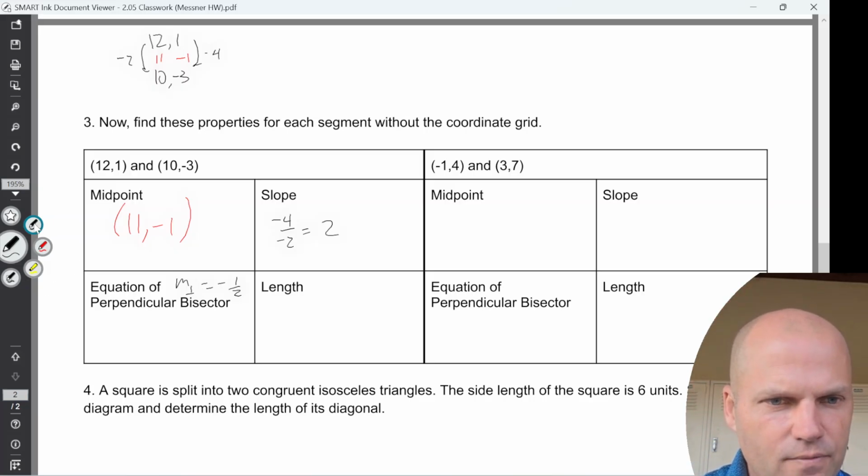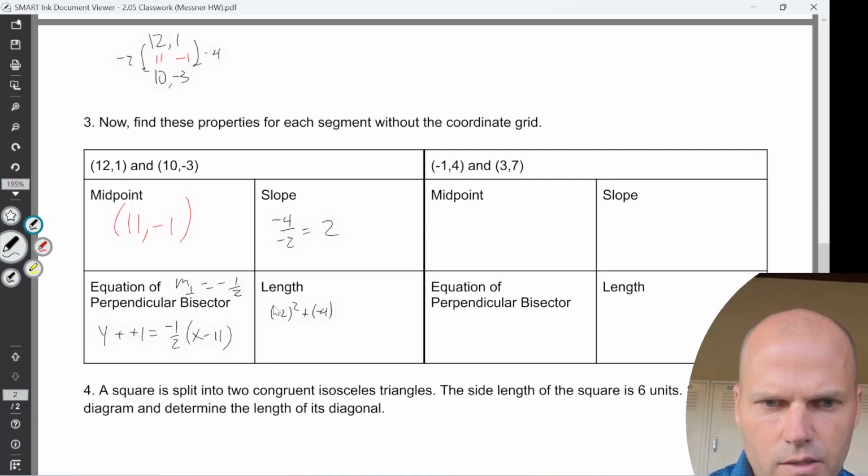And the slope is -1/2. And I'll have y minus -1. That'll be the change in the y's. This comes from the slope formula, equals my perpendicular slope, x minus 11. For my length, x squared plus y squared equals c squared. We can understand the square of my lengths, 4 and 16, equals the square of the diagonal. C will equal root 20.